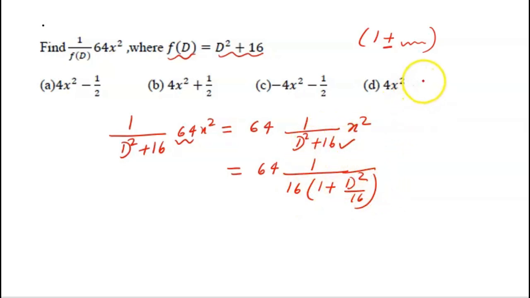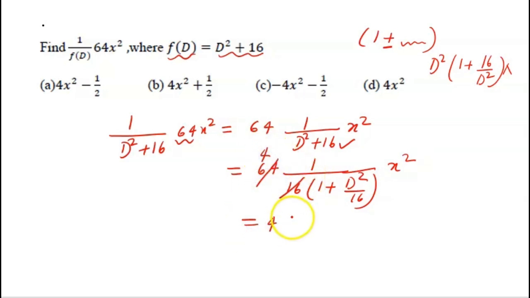Some students make the mistake. What they do, they take d square common and then they write 1 plus 16 by d square, which is not correct, because we don't want this d square term in the denominator here, right? This d square should always be in the numerator of this function. I'm talking about the function which is appearing in the denominator. So this function, right, x square. Now the 16 and 64 is cancelled, so I will get 4, and 1 by 1 plus d square by 16 can be written as 1 plus d square by 16 to the power minus 1 of x square.